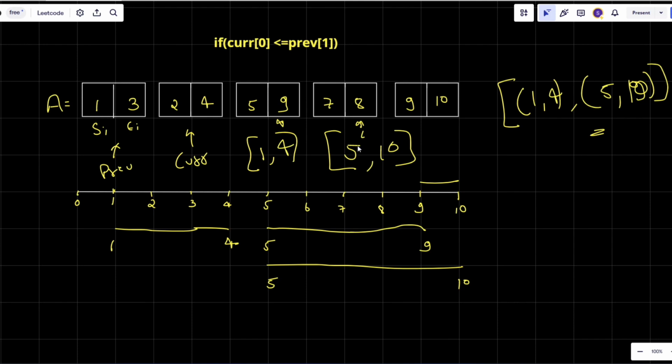So at that time what I'll do, I'll take 5 and the maximum among the two, I'll take 9 over here. Okay, so now this becomes my previous and this becomes my current. Again I'll check the same thing, that is, starting of current is less than or equal to ending of previous or not. Yes, it is equal. So I'll simply take this 5 and the maximum between these two, that is 9 and 10. So my answer will be 5 and 10.